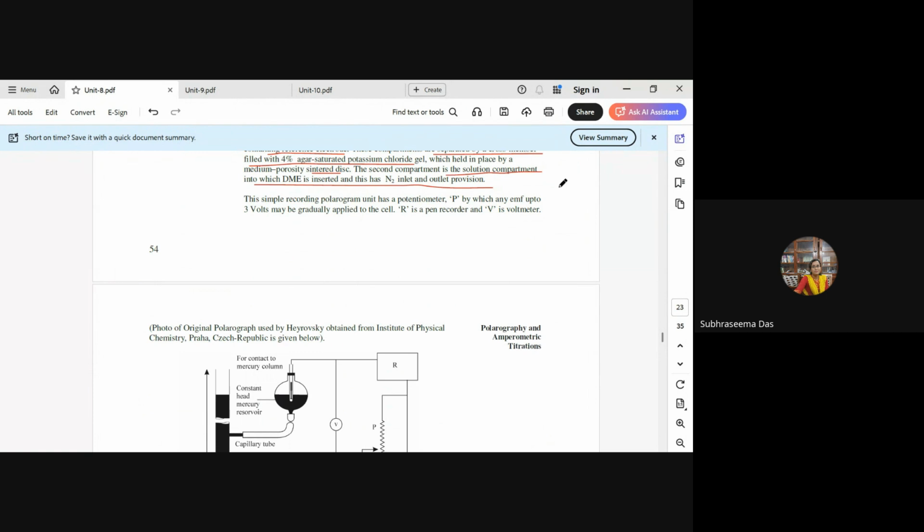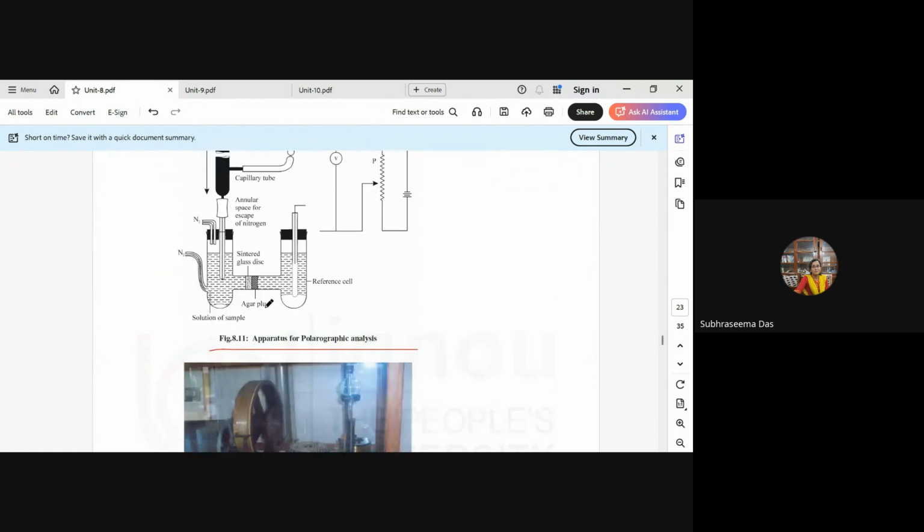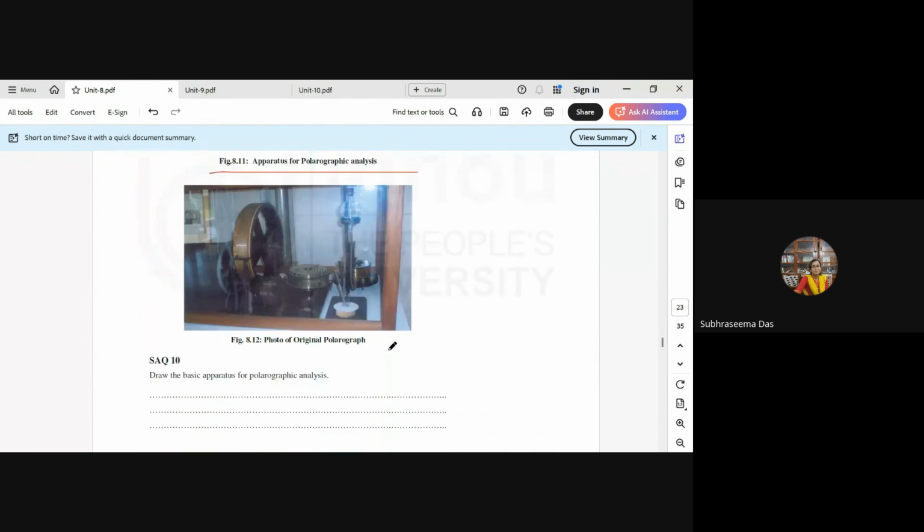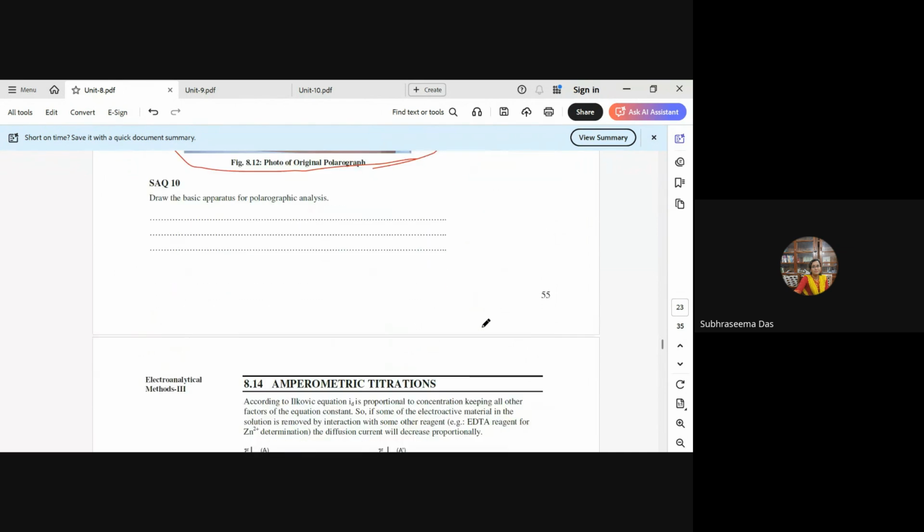This simple recording polarograph has a potentiometer P by which any EMF up to 3 volts can be applied. R is the pen recorder, V is the voltmeter. So this is the overall setup. Here is a digital photograph of the original polarograph. It has been shown here.